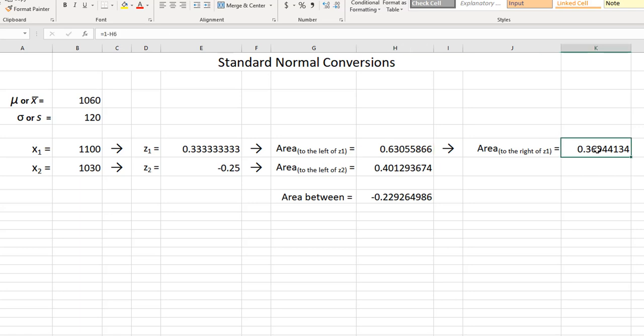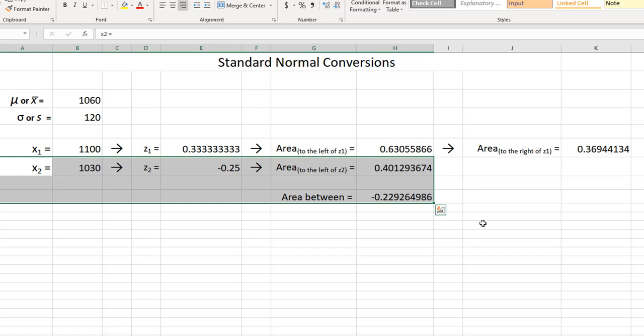Well, over here, if you see, I already have this on the spreadsheet. Area to the right, I'm going to just retype what I already have. That equals 1 minus the area to the left. And that gives me that 0.3694 number. So it's that simple. When you only have one x value, which corresponds to one z value, you could ignore this whole x2 and area between stuff. Just work with this top line right here.